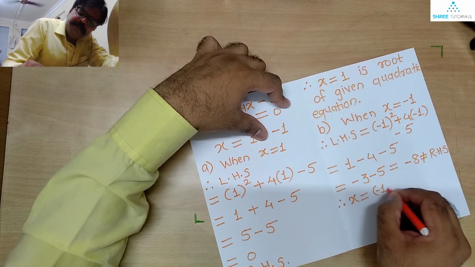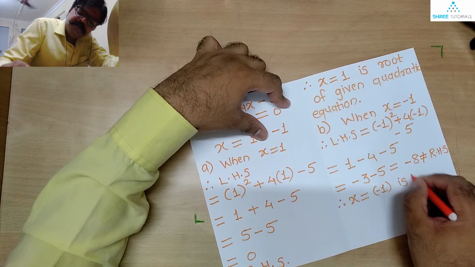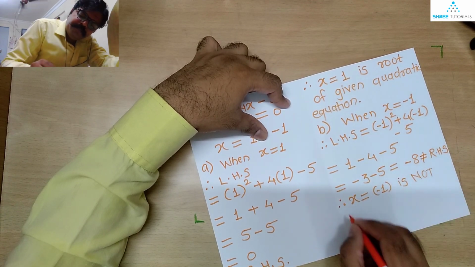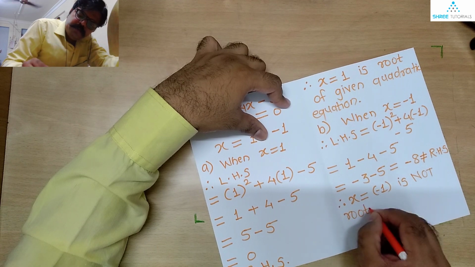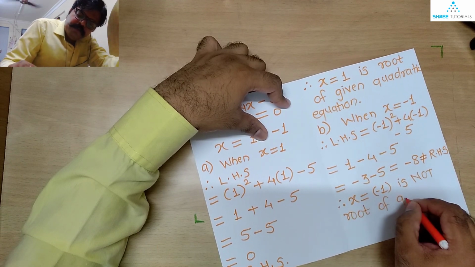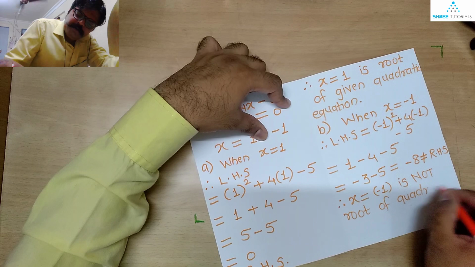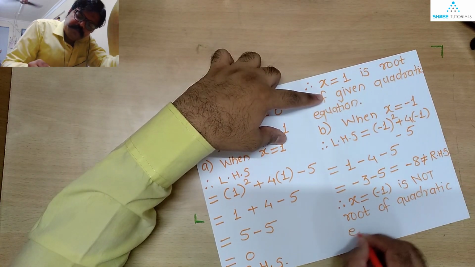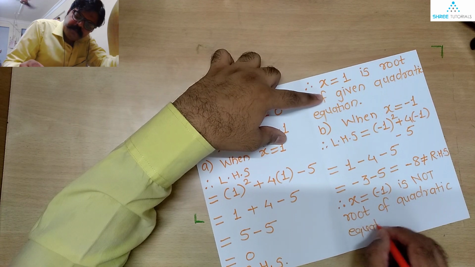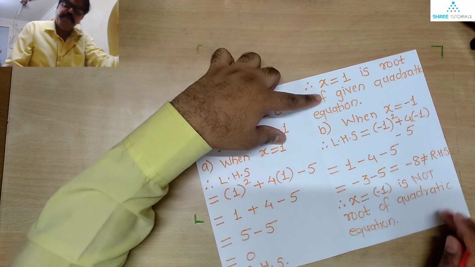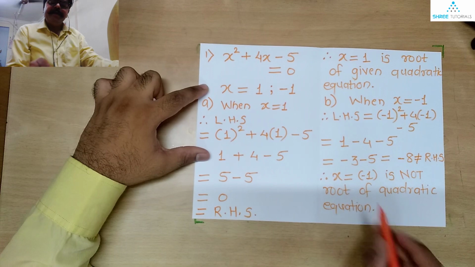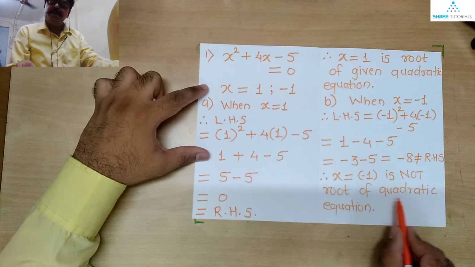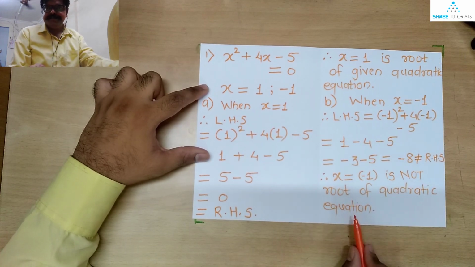And therefore we can conclude that x is equal to minus 1 is not a root of the quadratic equation.